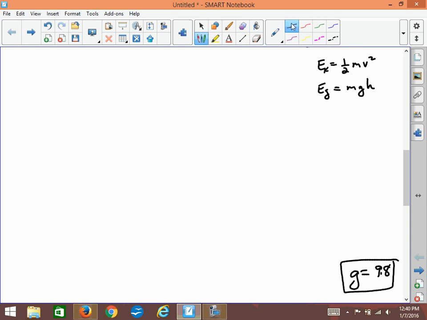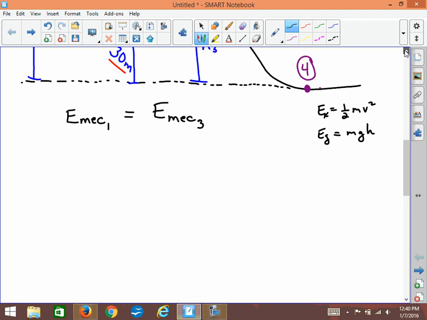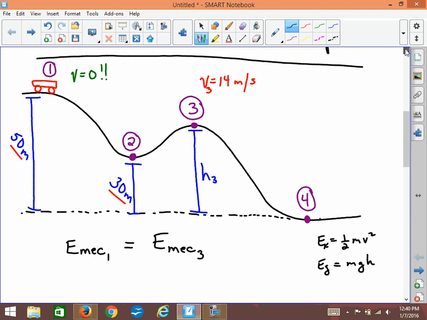We're going to start this exactly the same way. We're going to say that the total mechanical energy at any one position, position 1, is going to be equal to the mechanical energy at any other position. So I'm going to use position 3. Now, the first one doesn't have to be position 1. You could use position 2 and position 3, because we already know about position 2. The reason I'm choosing 1, though, is because remember what happened at position 1? The kinetic energy was 0 because the speed was 0.